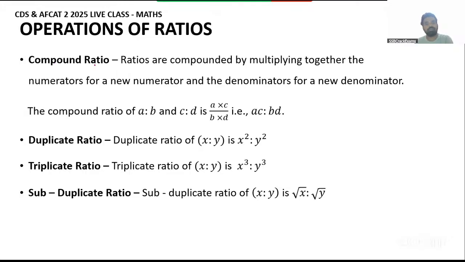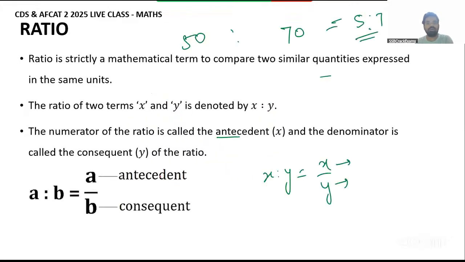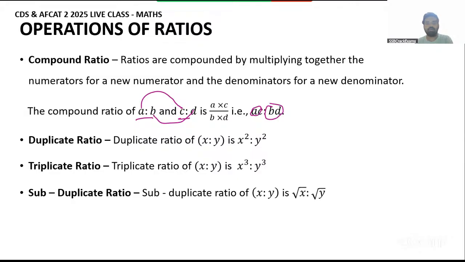Suppose we have two ratios, A:B and C:D. The compound ratio of these ratios will be: we multiply these quantities together and these quantities together, and then divide them. So this will give us the ratio AC to BD. This is known as the compound ratio. When both the consequents and antecedents are multiplied together, we always get the compound ratio.